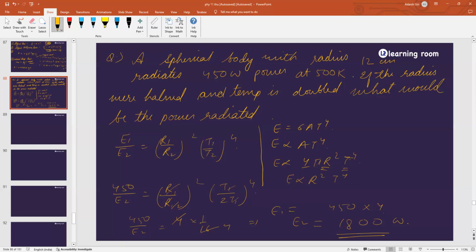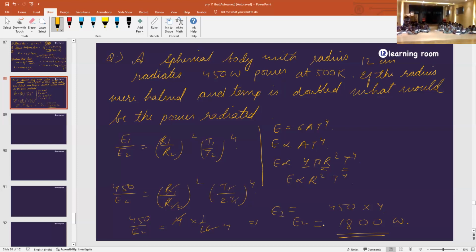And R2, as given in the question, the radius was halved. So R1 by 2. You put that, and T2 is doubled, T2 is 2 T1. So we got that 4 here and 1 by 16 here. Then you count for E2. Calculation part only, you tell again, sir.